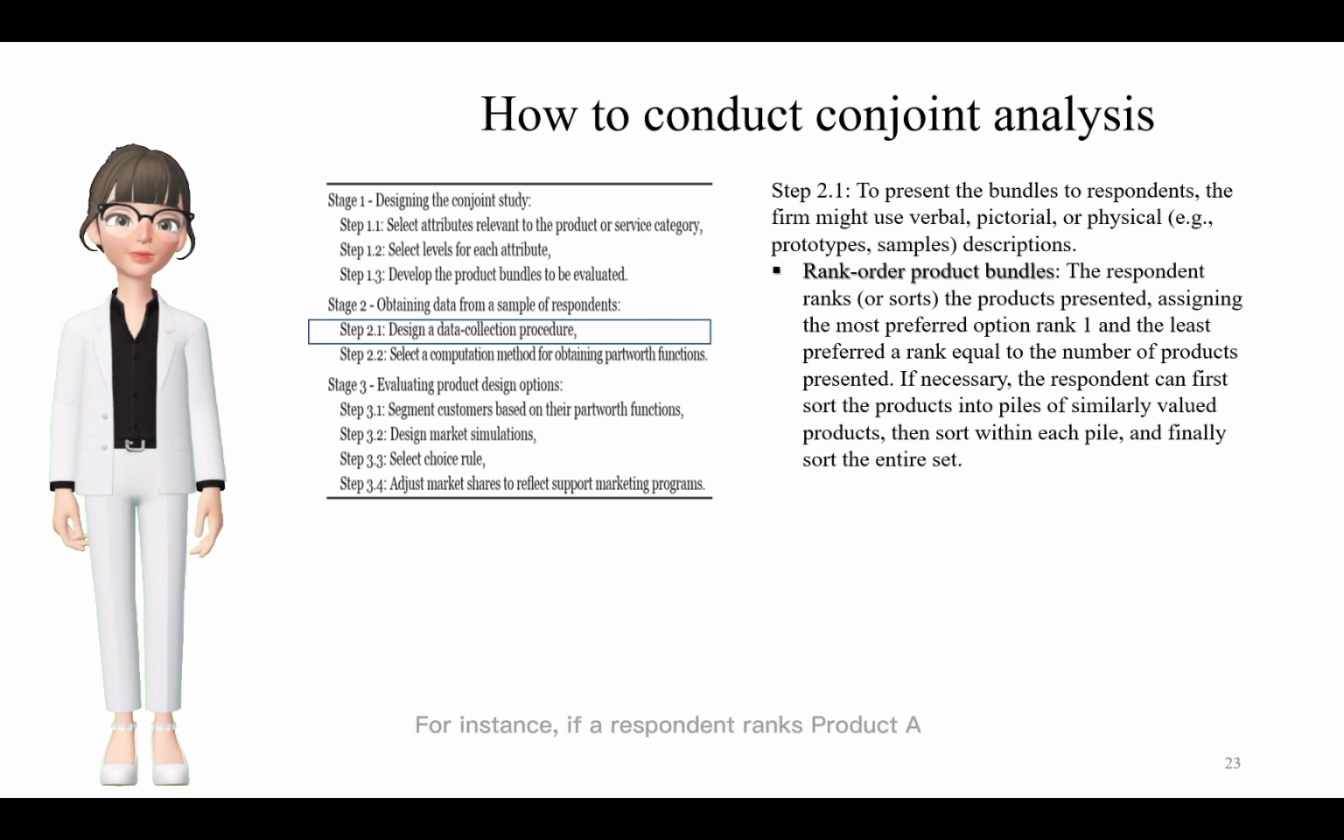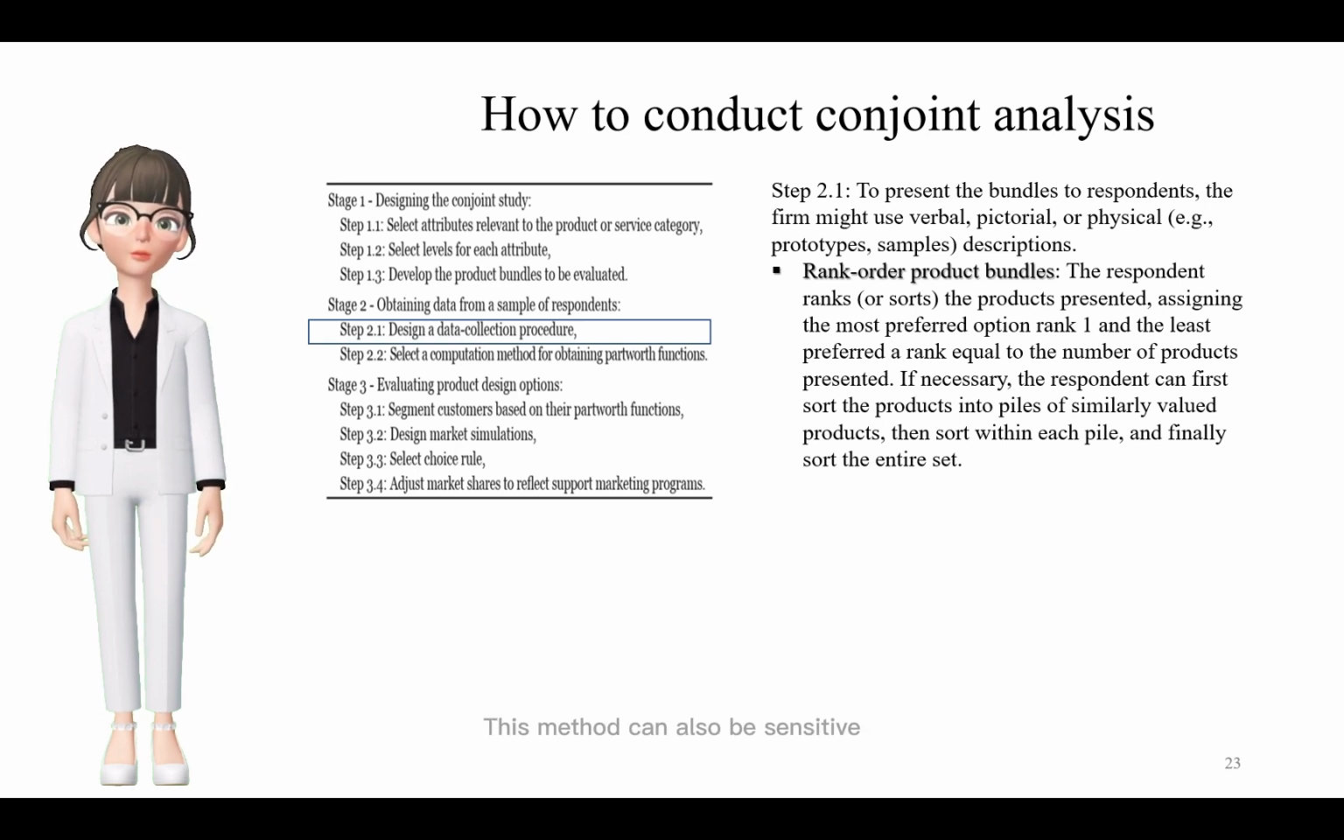For instance, if a respondent ranks product A as their top choice and product B as their second choice, we know that they prefer product A over product B, but we cannot determine the exact differences in preferences between the two products based on rank ordering data.